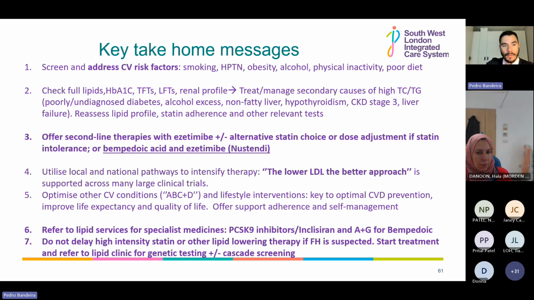I think I've gone through all those points already. I mentioned before there are quite different controversial points between different guidelines, between NICE, ESC, and other local pathways. However, all guidelines point to the direction of the lower the LDL, the better, according to a lot of large clinical trial data.